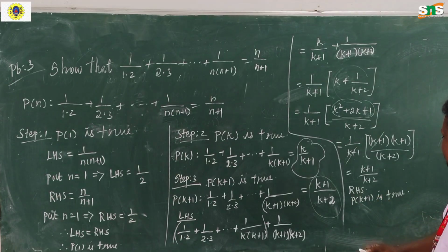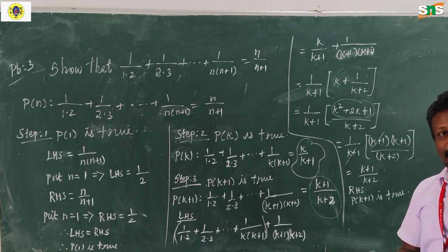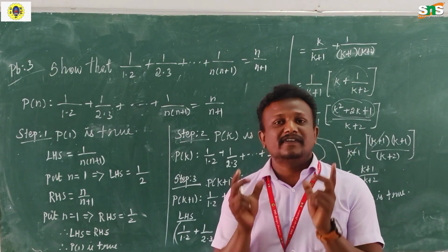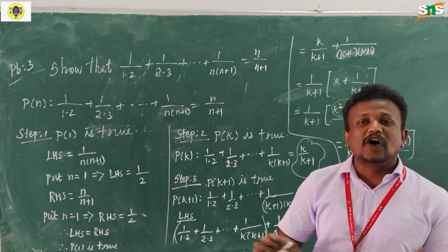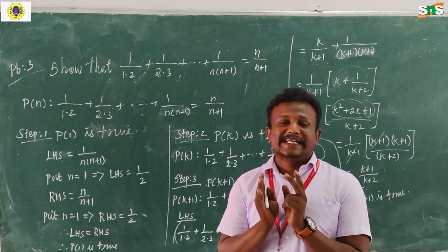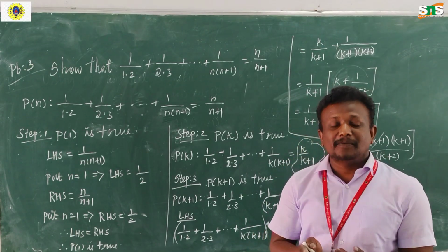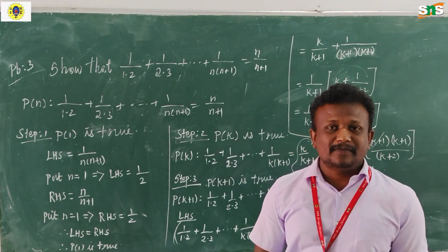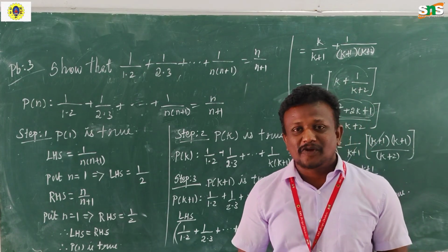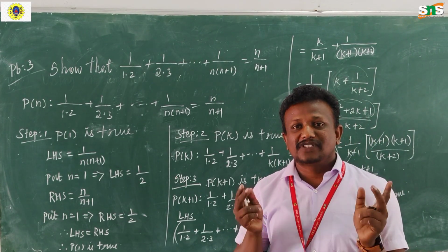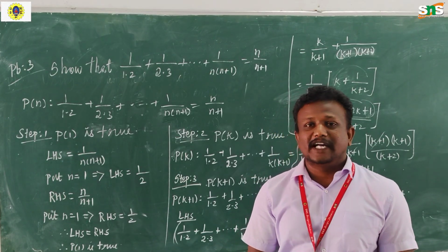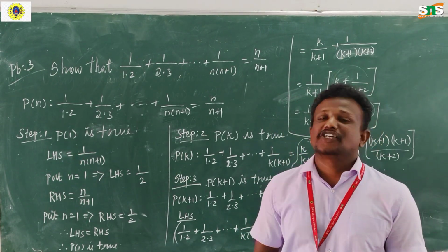Therefore, the right hand side answer we got. So this is true for k plus 1. So this is the way to check whether your given statement is true for all the natural numbers or not. So dear student, the mathematical induction method is helping you to check whether your proposition or statement is true for all the natural numbers, or any other numbers that you want to check. That also you can check with the help of this mathematical induction method.